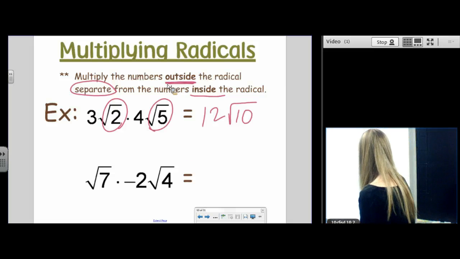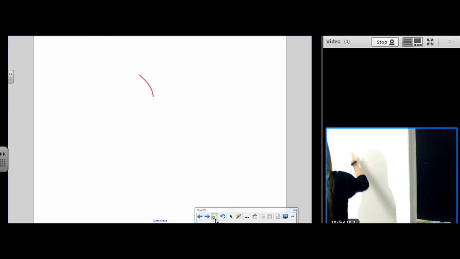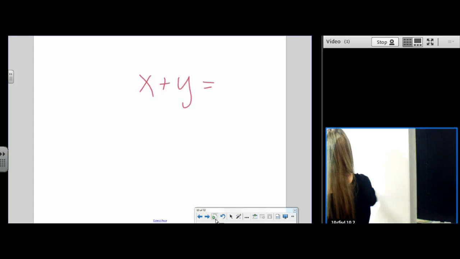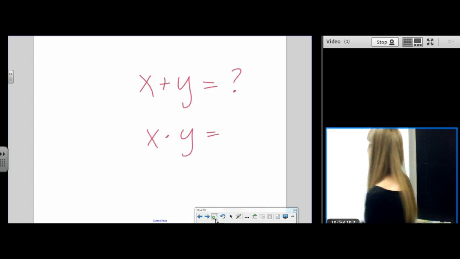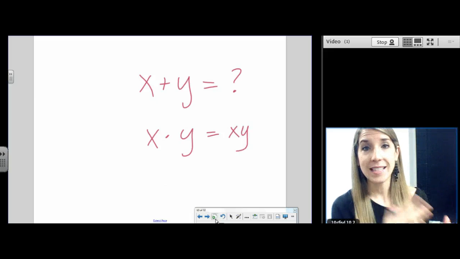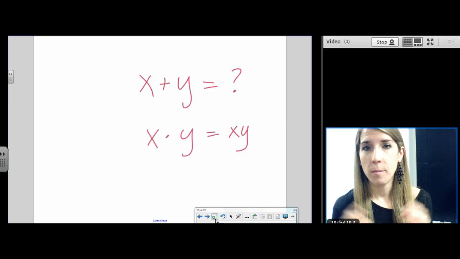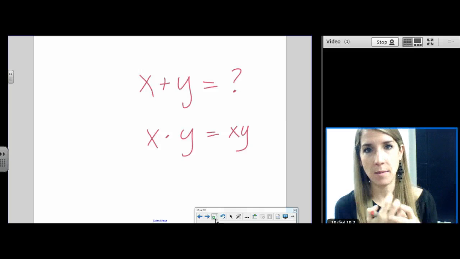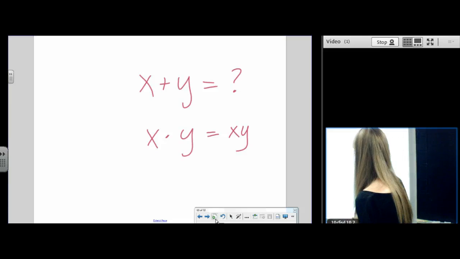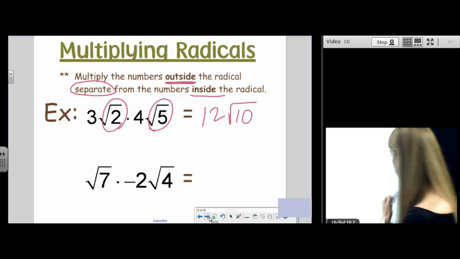Just like, if you ever forget, are you allowed to add these? No. Are you allowed to multiply these? Sure can. So x plus y is just x plus y. X times y is xy. You can multiply them, but you just can't add them. You can't combine them into one term, okay? The same for radicals.